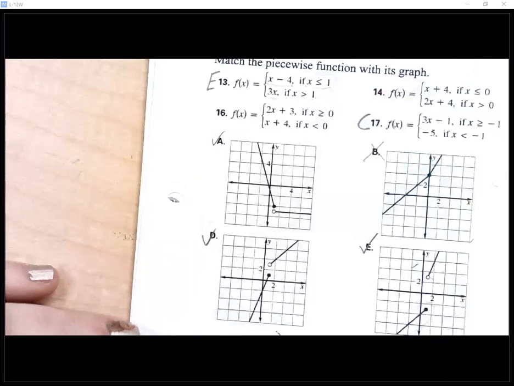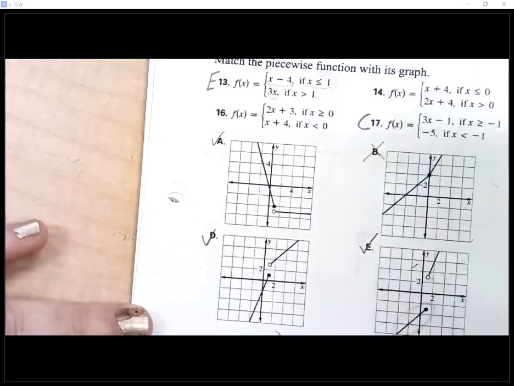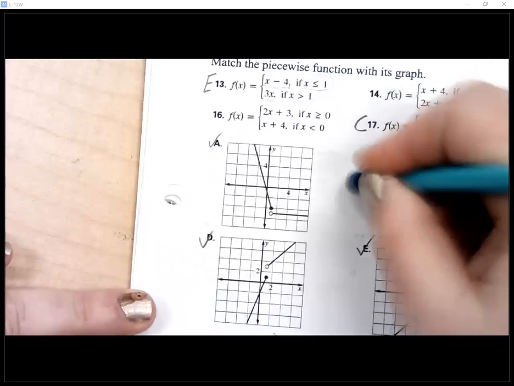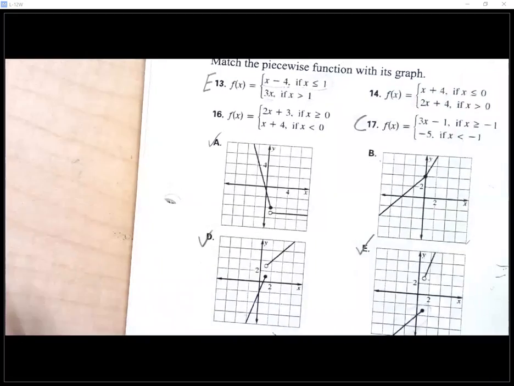Like B is 16. No, wait, never mind. So B and F both split at 0, right? So we just need to determine which one's which.